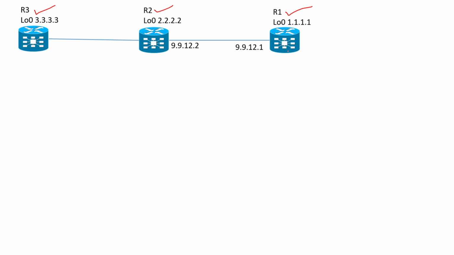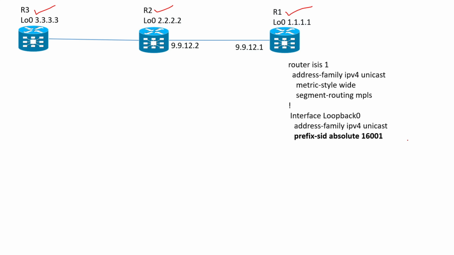And we have configured segment routing on all the boxes. So on R1 we have configured the prefix-sid absolute 16001. You can configure the absolute value or you can configure it as an index. In the case of index, it will come here as a value 1.